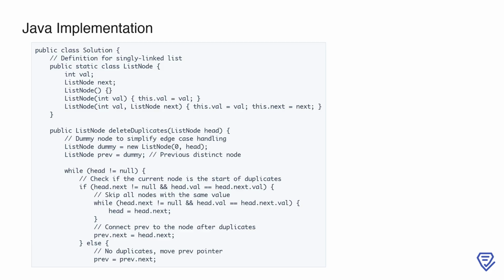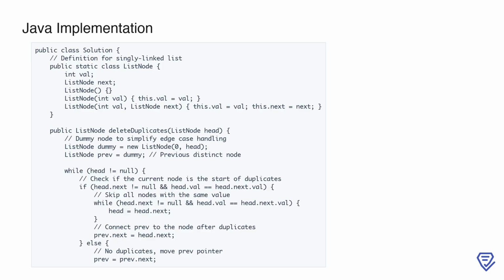Here, we define the structure for our singly linked list using the ListNode class, which includes an integer value and a reference to the next node in the list. This class also has three constructors to handle different initialization scenarios. Now, in the deleteDuplicates method, we first create a dummy node with a value of 0 that points to the head of our list. This dummy node helps to simplify handling edge cases, such as when the head itself is part of a duplicate sequence. We also initialize a pointer, previous, to track the last distinct node as we iterate through the list.